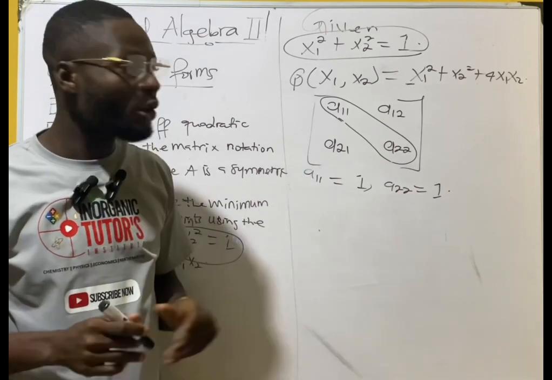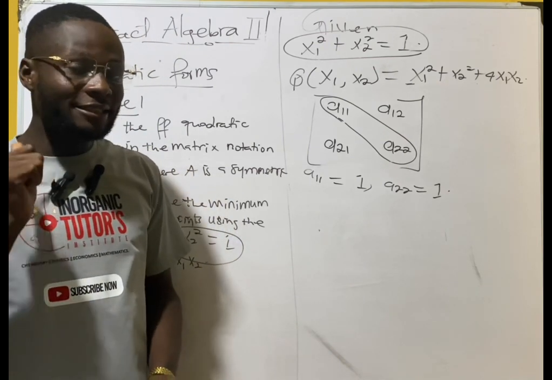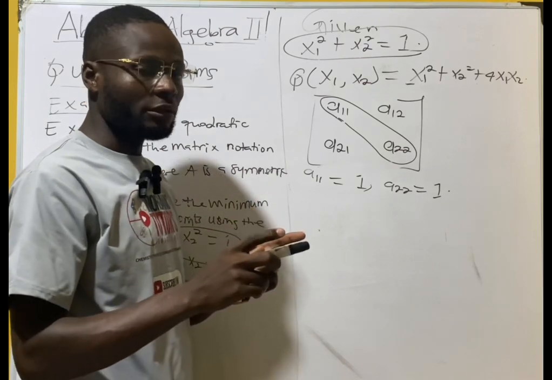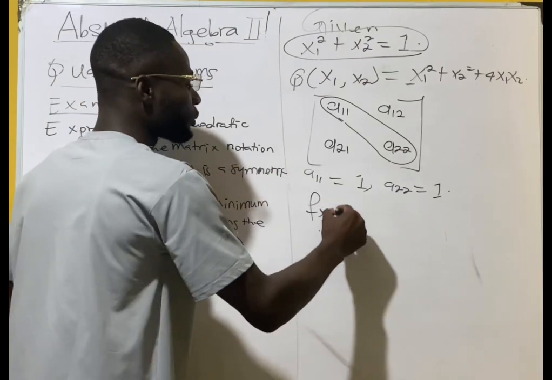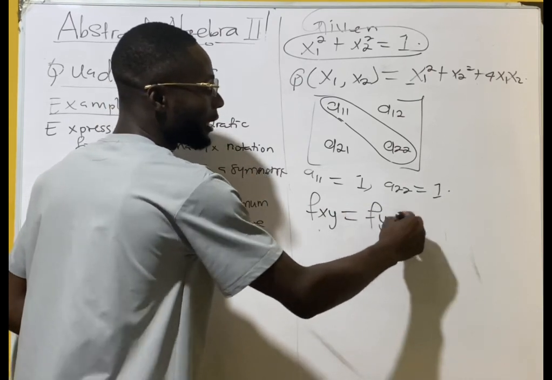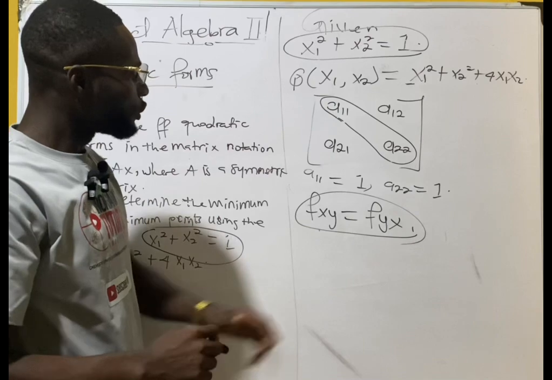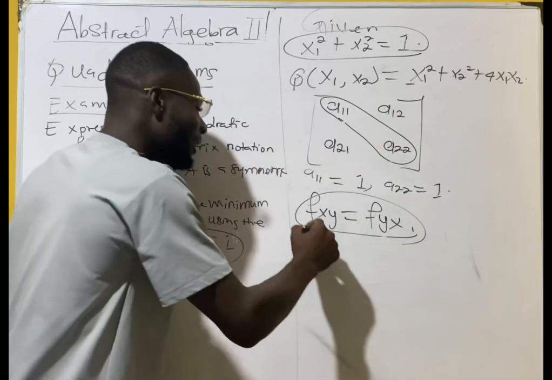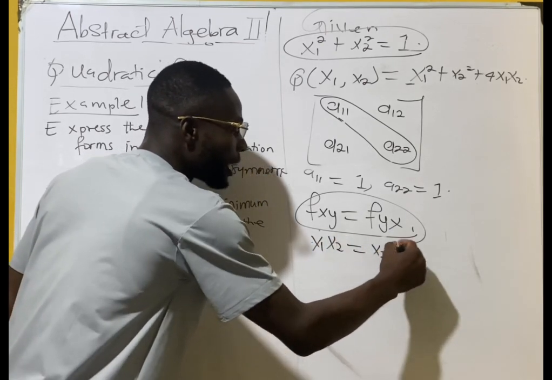Well, from the Hessian matrix, we learned that the cross partial, the mixed partials, fxy is equal to what? fyx, right? We learned that. Good. So if we know that this is equal to this, then it means that x1x2 is equal to x2x1.